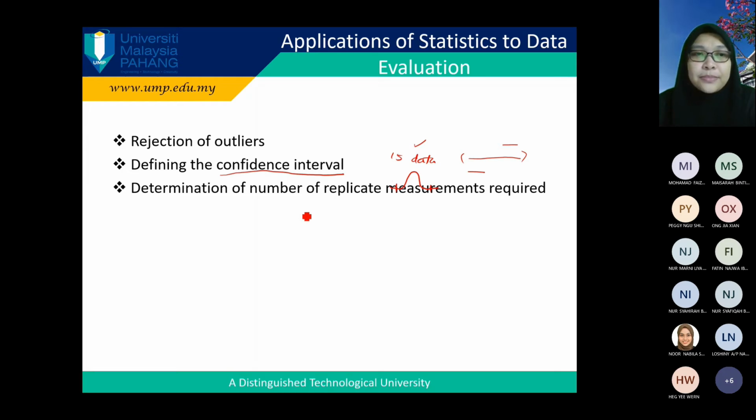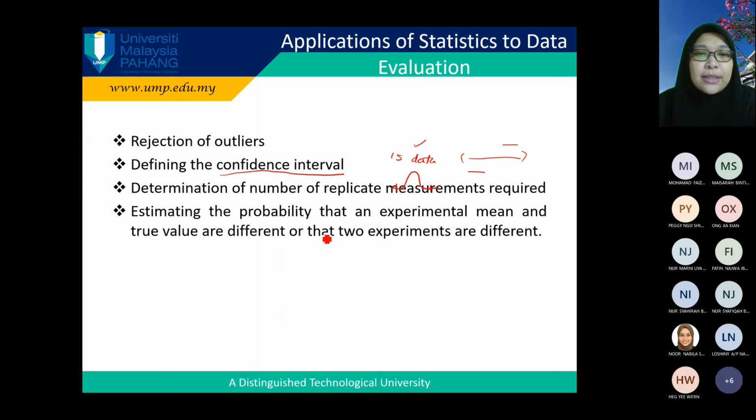Next, we want to estimate the probability that an experimental mean and true value are different, or that the two experiments are different. But this one is the F-test. The F-test we do not cover. We only cover the three here: the Q-test, T-test and number of replicates. And also to treat the calibration data, this one is in chapter 5.